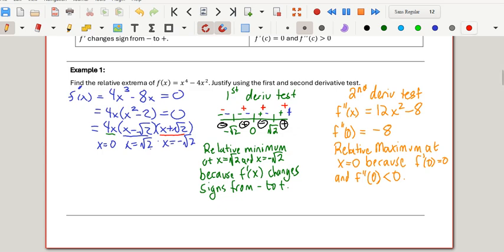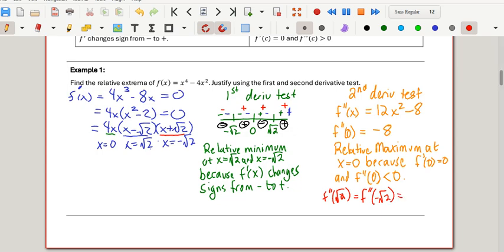And then, without writing the justification, let's take a peek. If all you were doing was the second derivative test, I would also need to find f double prime of the square root of 2. And notice what's happening here: I am squaring my x value. That's all I'm doing with it. So it doesn't matter if I plug in the square root of 2 or the negative square root of 2. I should get the same result.